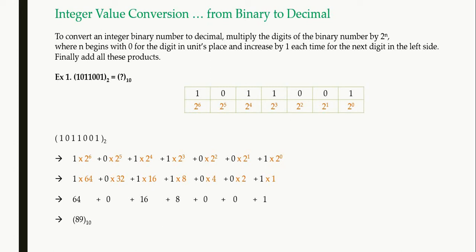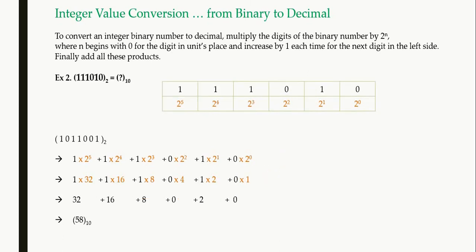So here the process says multiplying each digit with the corresponding 2 to the power n, where n starts with 0 for the least significant digit, which is the rightmost one, and n grows up 1 by 1 from right side to left side. So here the process begins from the rightmost with n equal to 0. Okay, so we go to the next example.